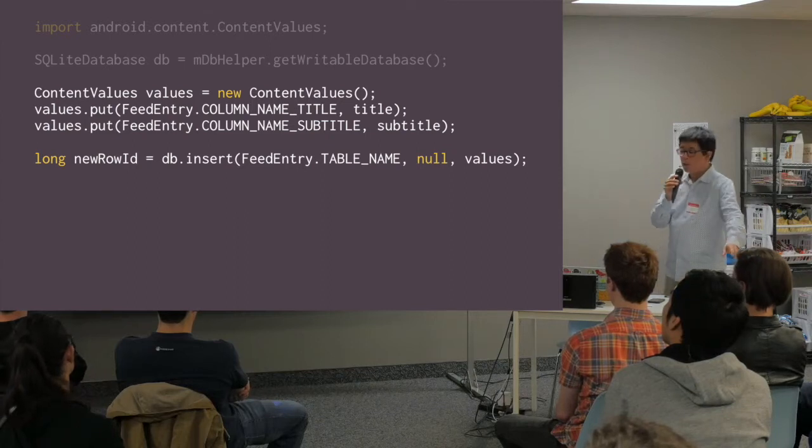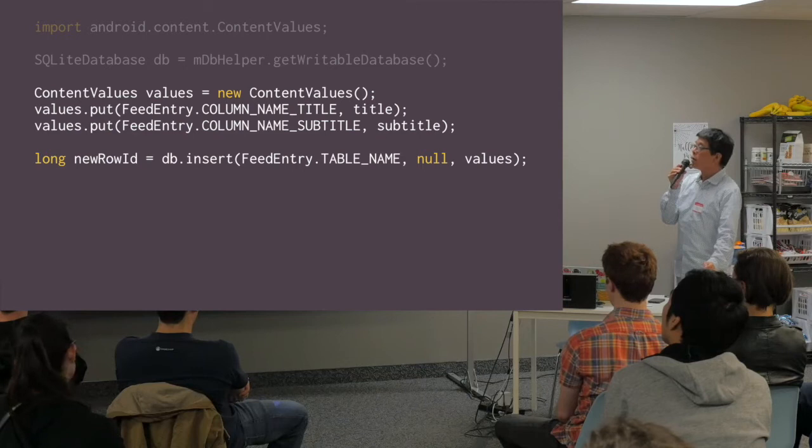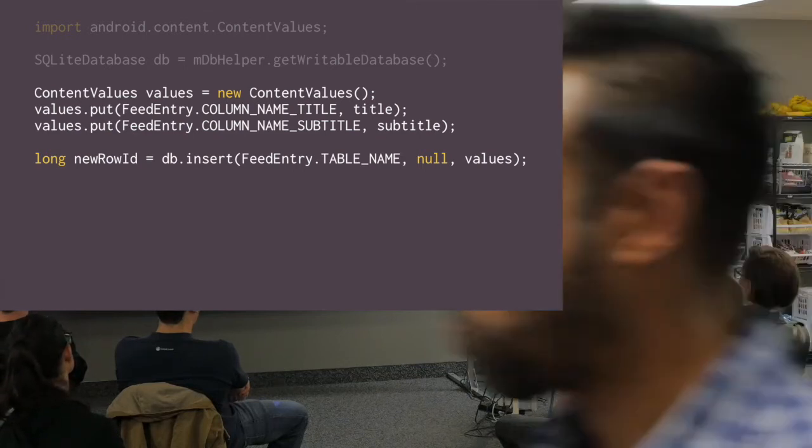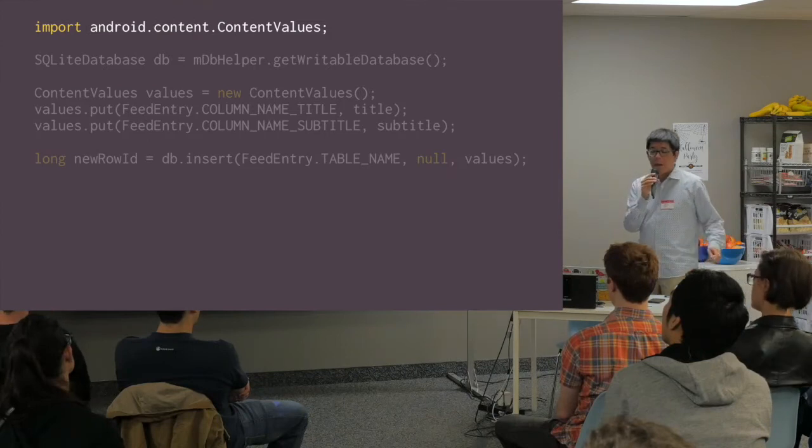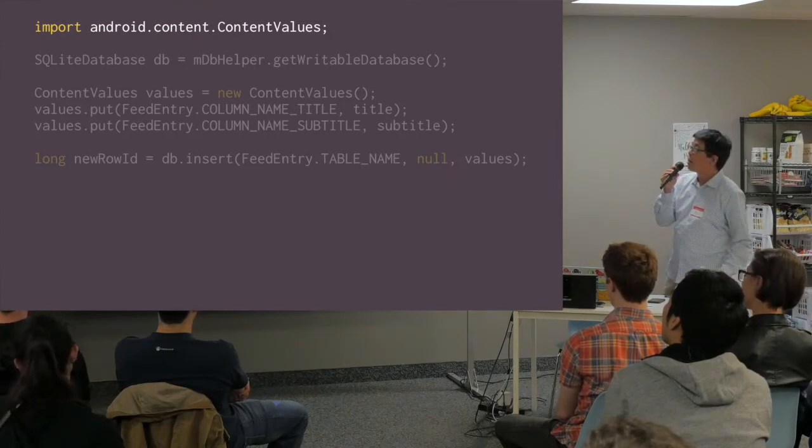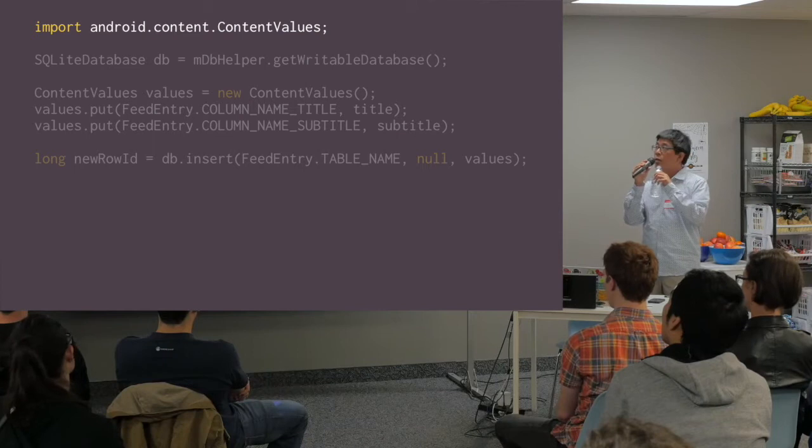Now, content values is a mutable type, so you can put something in and then change it or remove it. If you look carefully at the package that content values comes from, it's actually not from Android database like the rest of the SQLDelight classes.